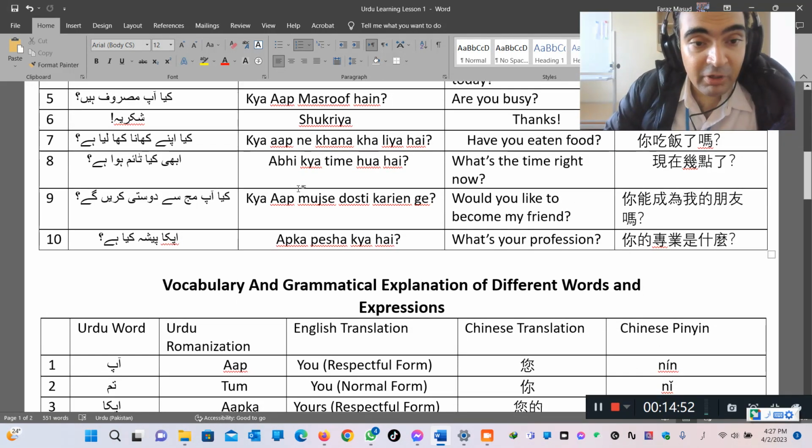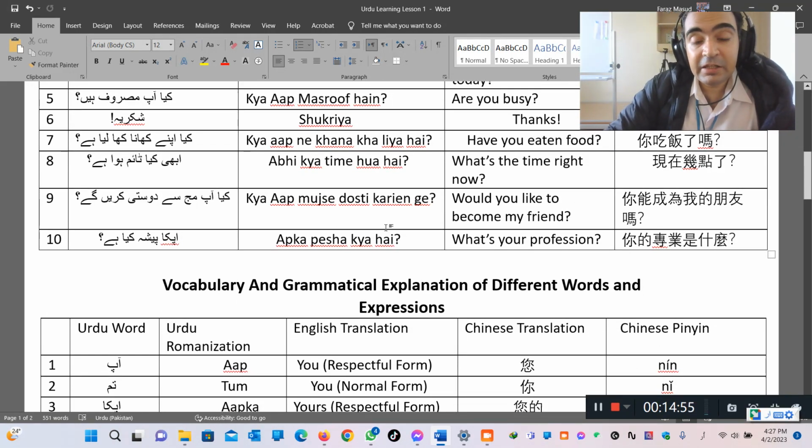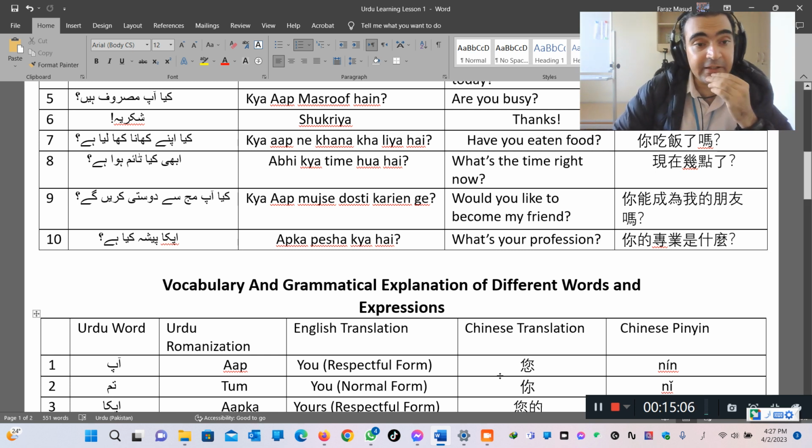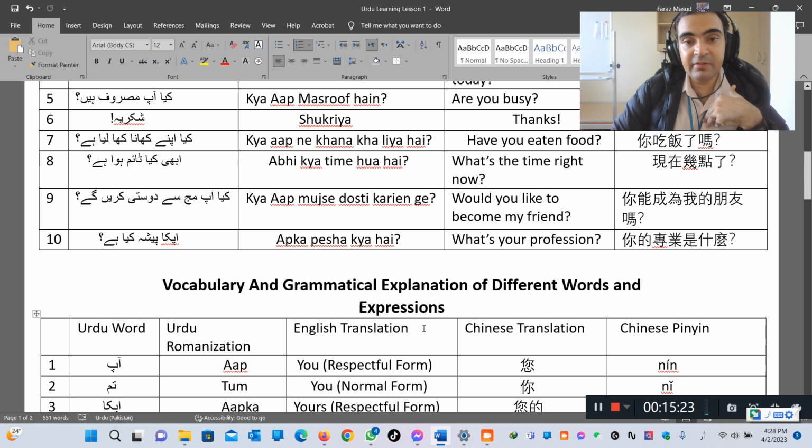And then again we have the expression, would you like to become my friend? Would you like to become my friend? Dosti is like friendship in Urdu. Karen means to do. Mujhse means with me or something like that in this expression.